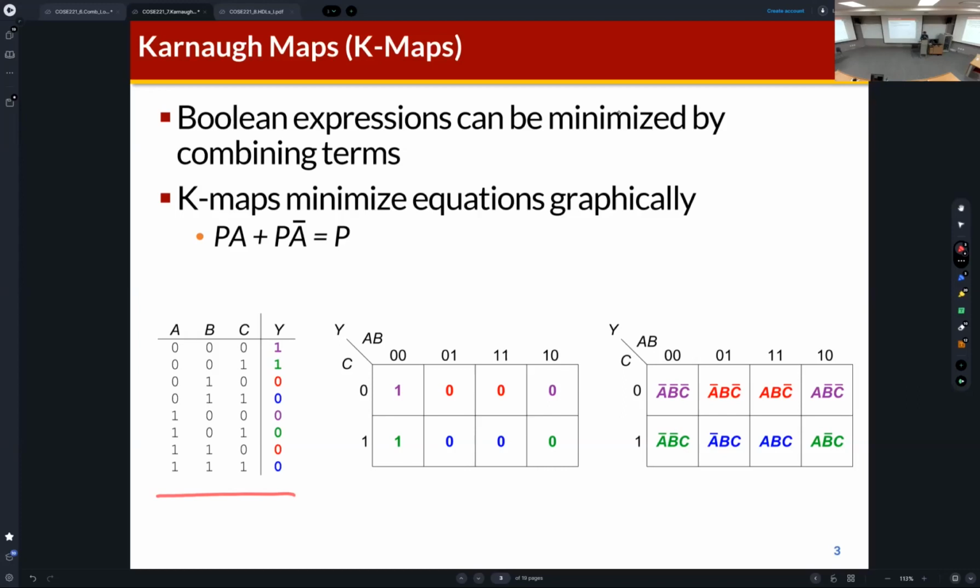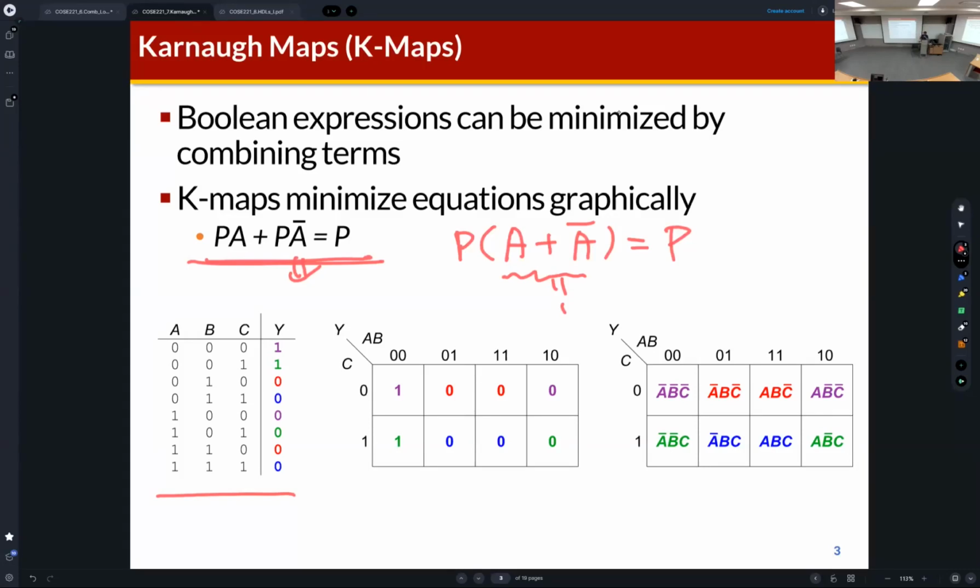The Karnaugh Map exploits this theorem: PA plus PA bar equals P. Why? Because we can rewrite this as P times (A plus A bar), and we know that A plus A bar is 1. So P and 1 is equal to P. So what does that mean?